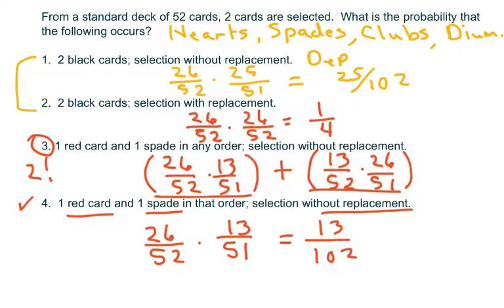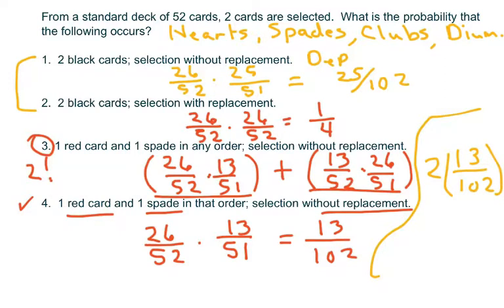So all you have to do is multiply this by 2. So I'm going to put this down in this area. So it's just basically 2 factorial, which is just 2, times 13 over 102. And that would equal 13 over 51. Okay? All right. In any order, it's easier to get, this probability is better than this one. So in any order, the probability is better.